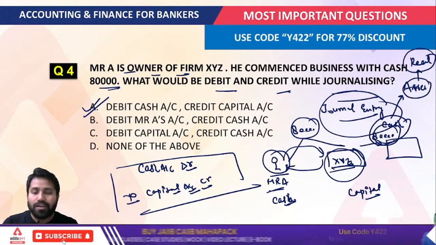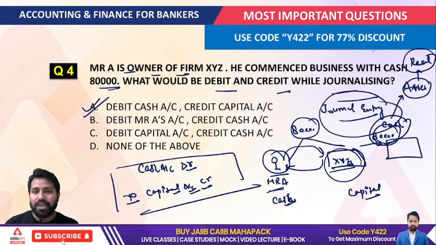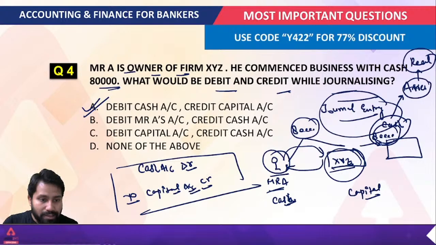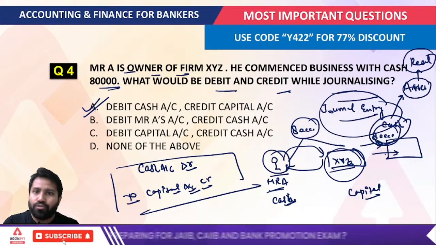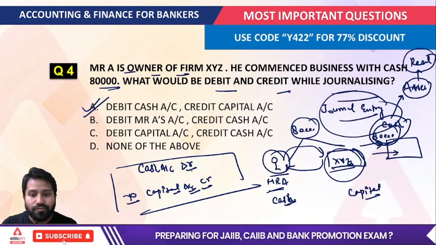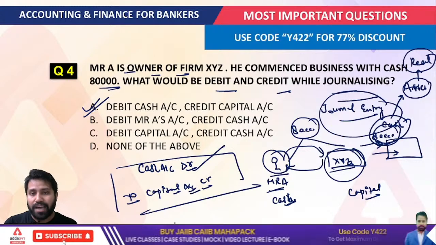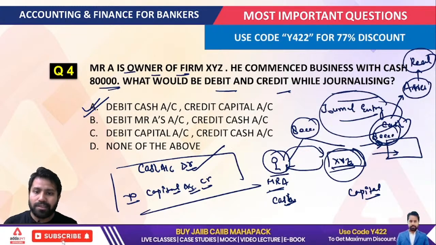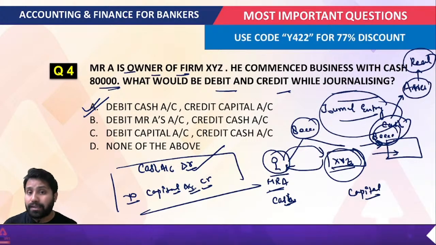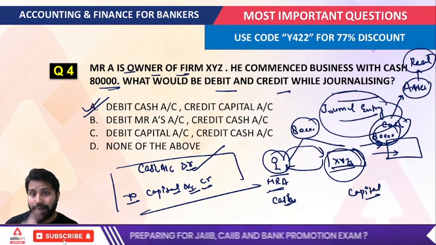For the real account category, the debit and credit rule says debit what comes in. That means this 80,000 rupees is coming into the business, so it is going to be debited. That means the cash account will be debited with 80,000, and the capital account will be credited with 80,000 rupees. That you have to understand.